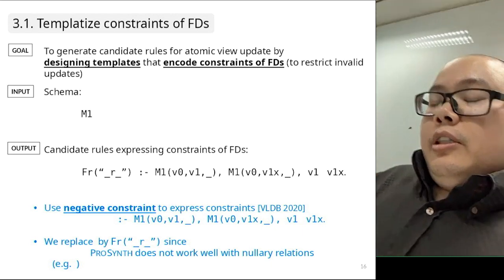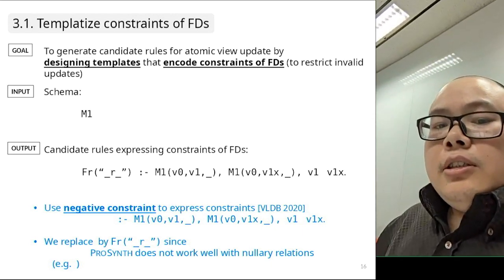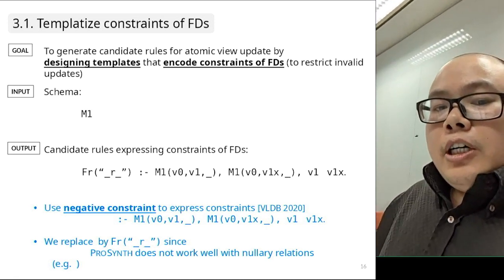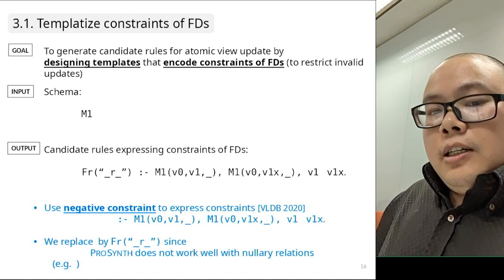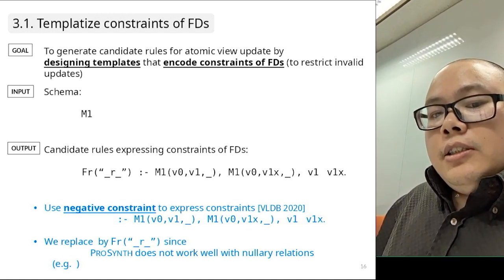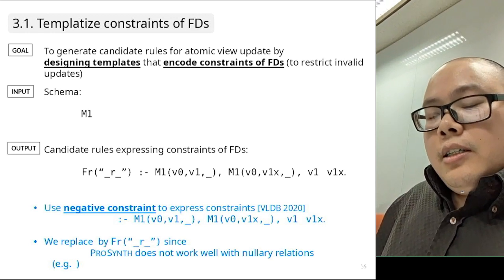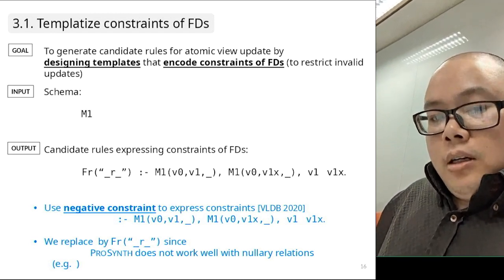Input is the schema with a functional dependency. For example, I have M1 with dependency from A to B. And output is a candidate rule expressing a constraint of dependencies. So this rule means if we have two tuples in M1 with the same value of A position but different value of B position, for the other positions we do not care. So a special relation FR will hold the special reject value.